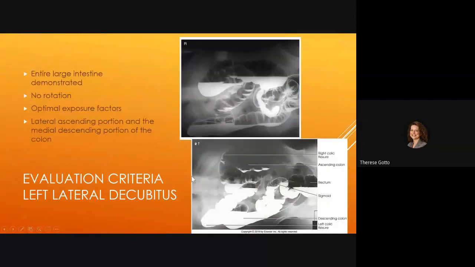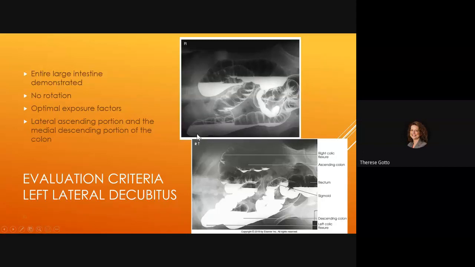Okay, so your left lateral decubitus, your right side is up, marked up. They are laying on the left lateral side. This is the pelvis right here, lung fields up here. Since they're on the left side, this is your descending colon. We are looking at the medial side, the air side of this descending colon, and the lateral side, the air side here of the ascending. Does everybody get that?